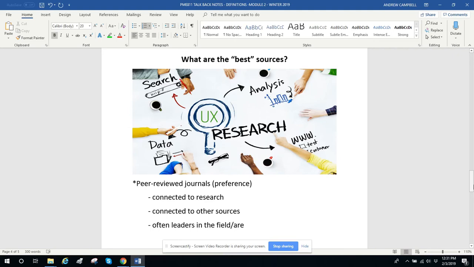So for me, peer-reviewed journals are the preferred sources. Why? Because there's a connection to research. There's a connection to other sources. And there's a connection to often give you leaders in the field or the area. So I want you to think about that as you do a course like this. Don't just grab the first thing you Google. You know what I'm saying? We have to be careful, or we just snap on Google and just use whatever. Let us find out who is the writer. Where's the source coming from? Is this a reputable source? Because that's what we need to question as researchers.